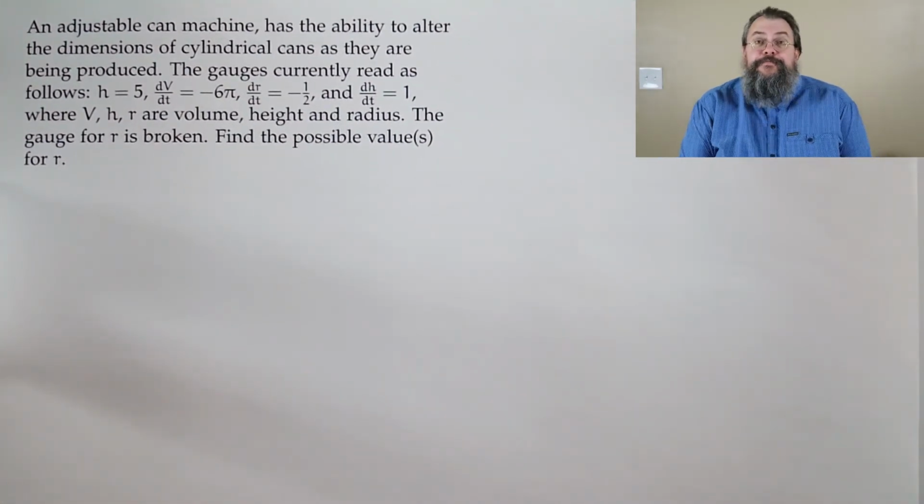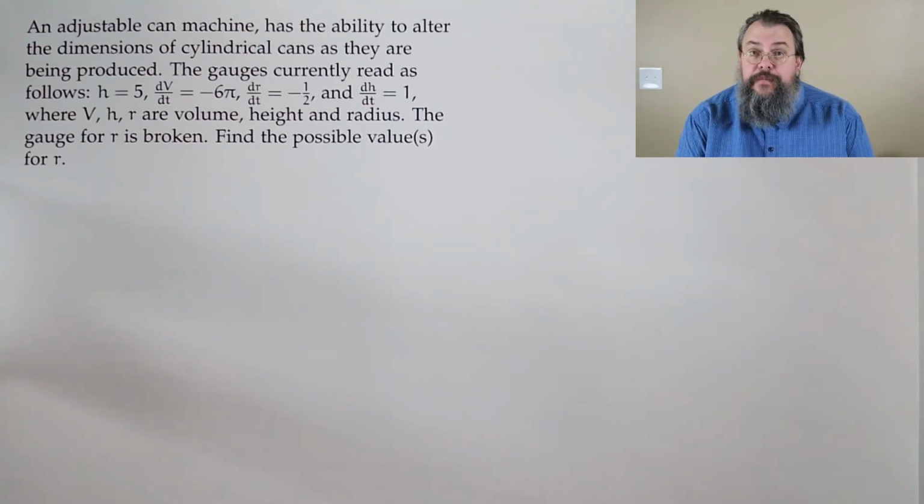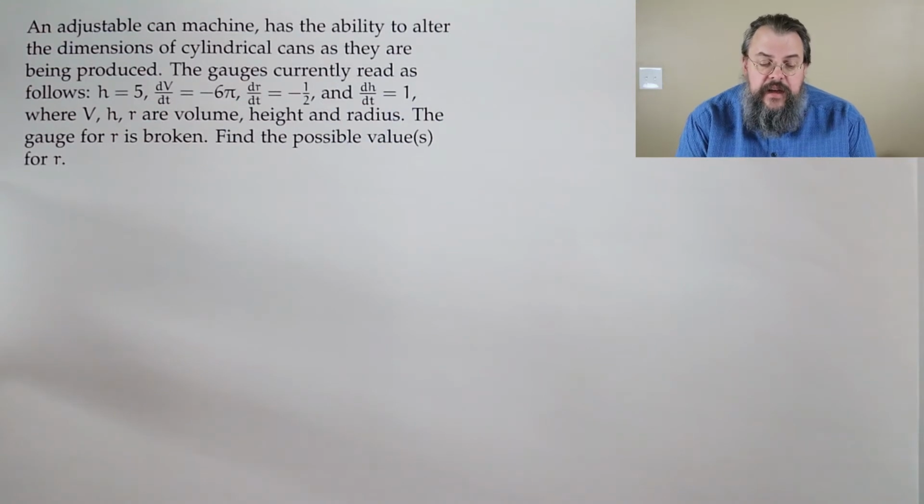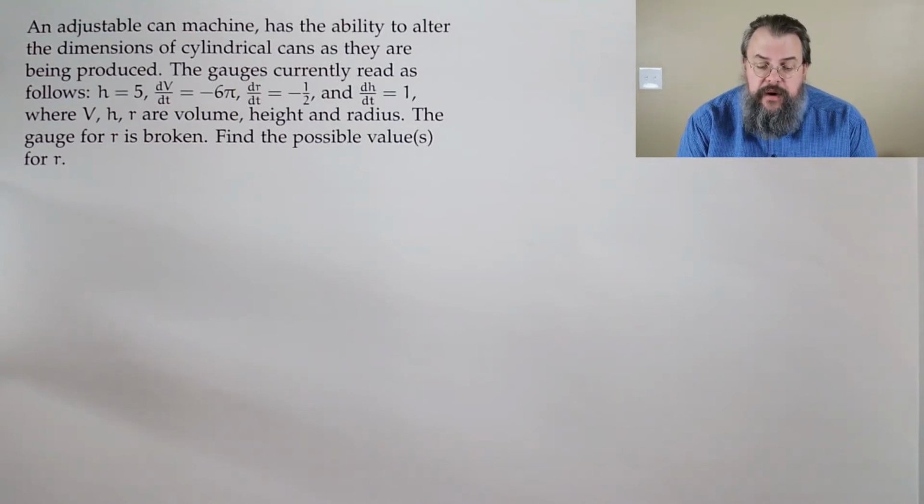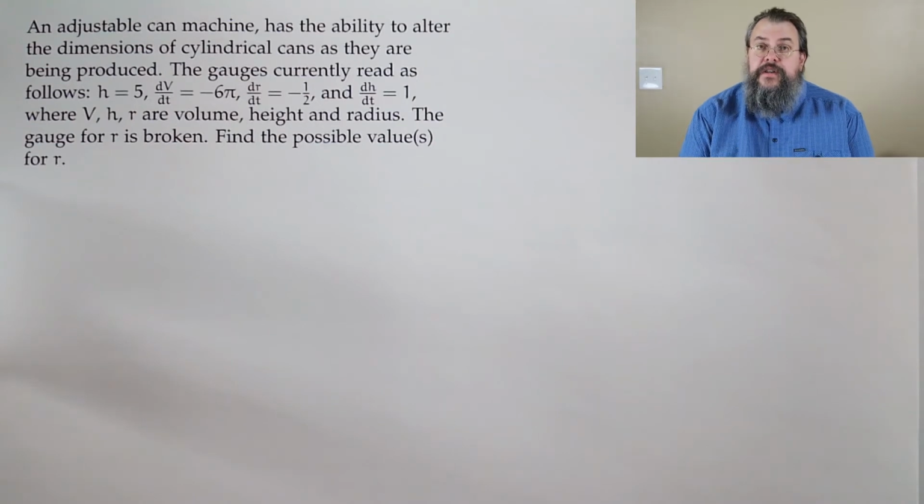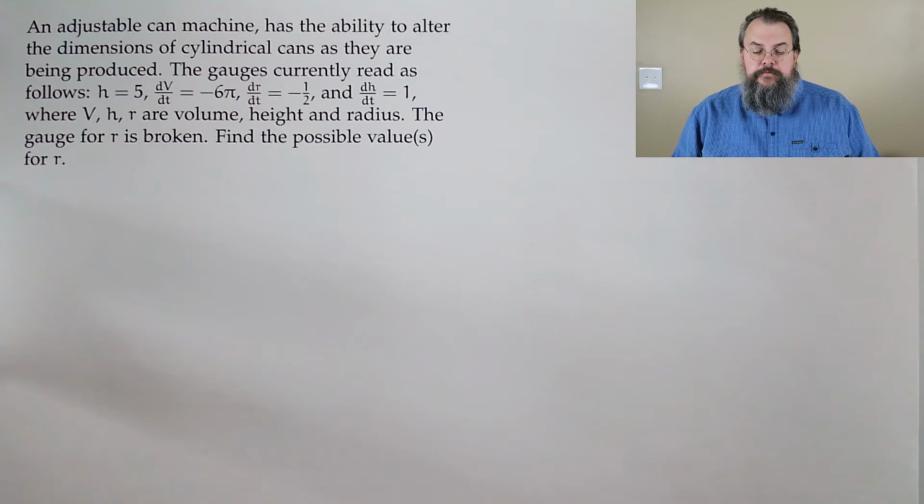So, here we go. An adjustable can machine has the ability to alter the dimensions of cylindrical cans as they are being produced. The gauges currently read as follows. H equals 5, dV/dt equals minus 6 pi, dR/dt equals minus a half, and dH/dt equals 1, where V, H, R are volume, height, and radius. The gauge for R is broken. And the question is, well, what could R be? What are the possible values for R?